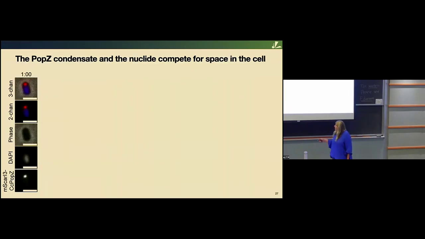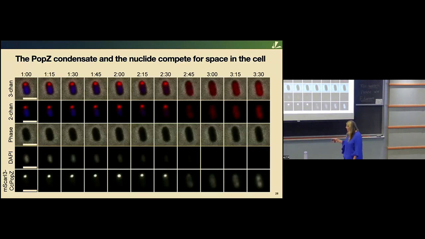So here I'm showing you POP-Z, DAPI staining for the nucleoid, and the phase. And over time, as we do the treatment, the nucleoid is being broken and chopped, and then POP-Z, instead of staying as one nice condensate, is starting to be diffused.